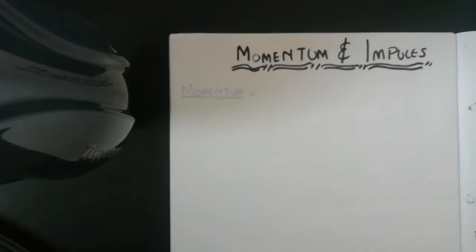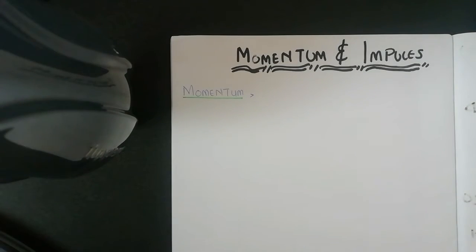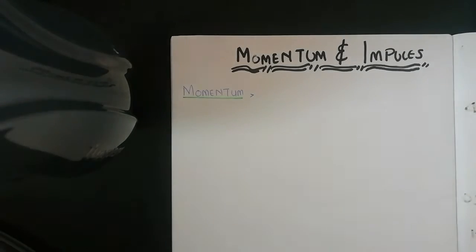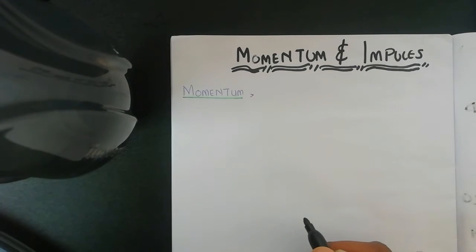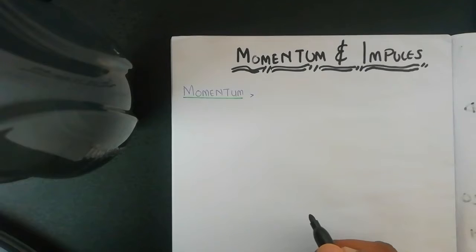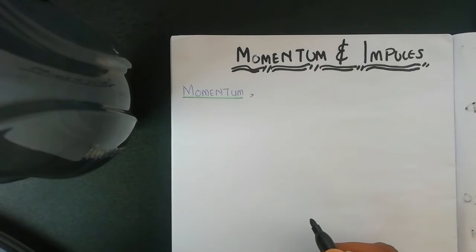Okay, good day guys. In this video I'm going to be talking about momentum and impulse. So firstly, to start off, I'll be defining momentum according to the exam guideline definition, which goes as: momentum is the product of an object's mass and its velocity.